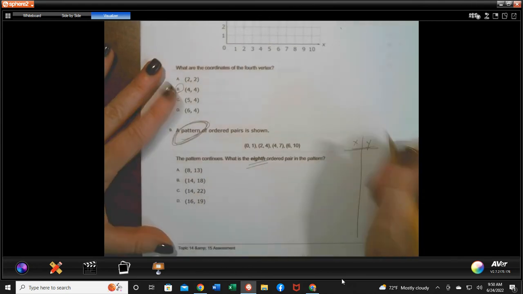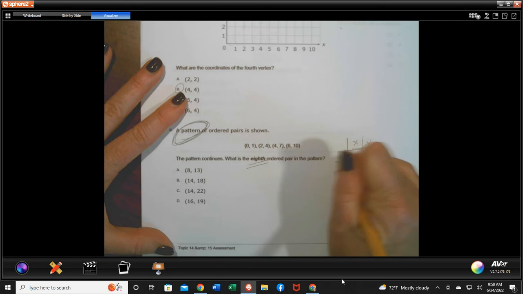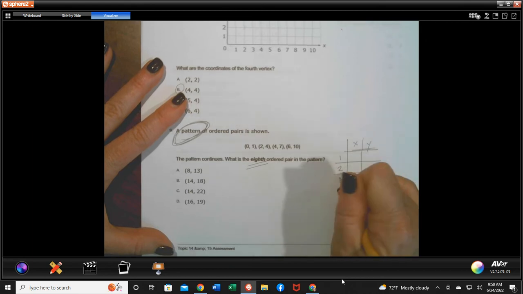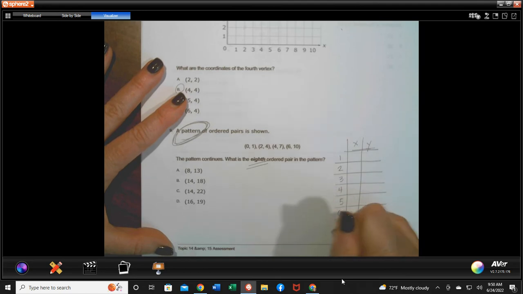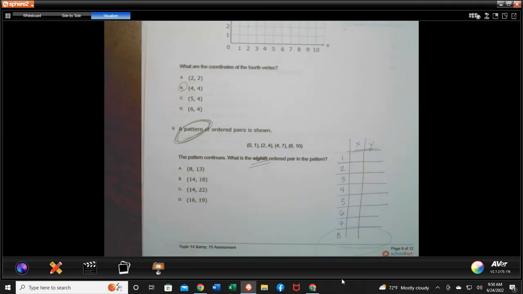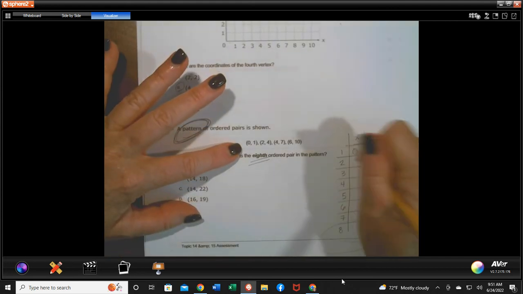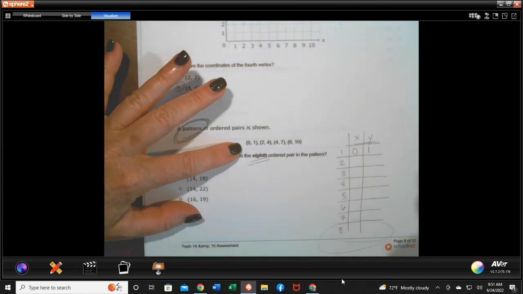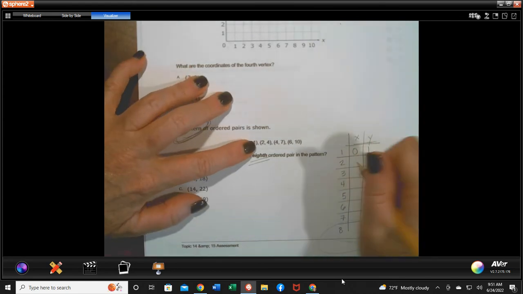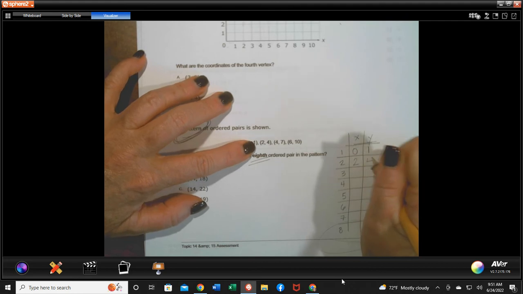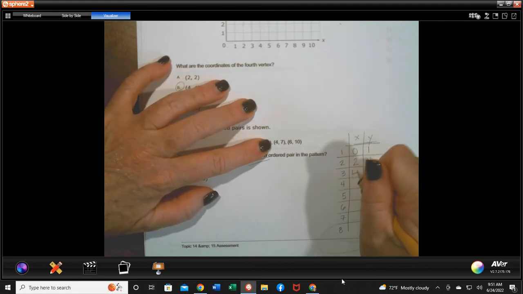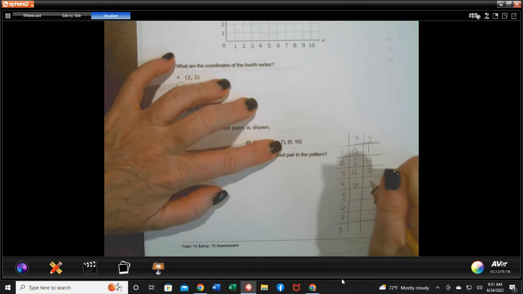So this T-chart is actually going to have a place for me to put my first ordered pair, my second, my third, my fourth, my fifth, my 6th ordered pair, 7th, and 8th. And right here's where my answer is going to be. So you've got this drawn hopefully in your math work journal, and you're just going to fill them in. So X value is 0, Y value is 1 for the first ordered pair. The second ordered pair, 2, 4. X is at 2, Y is 4. The third is 4, 7. The fourth is 6, 10.